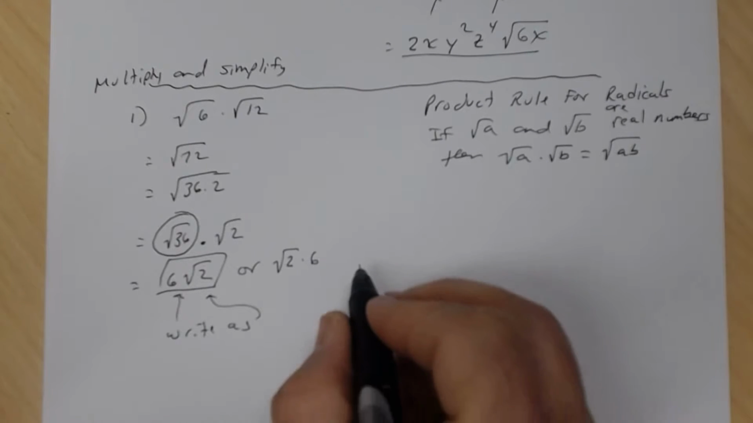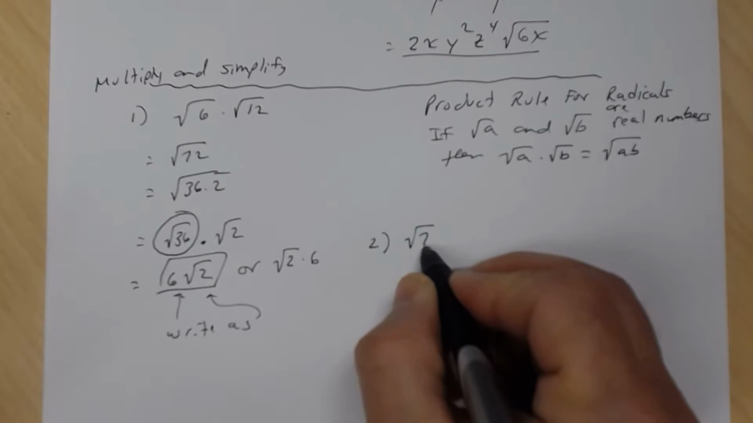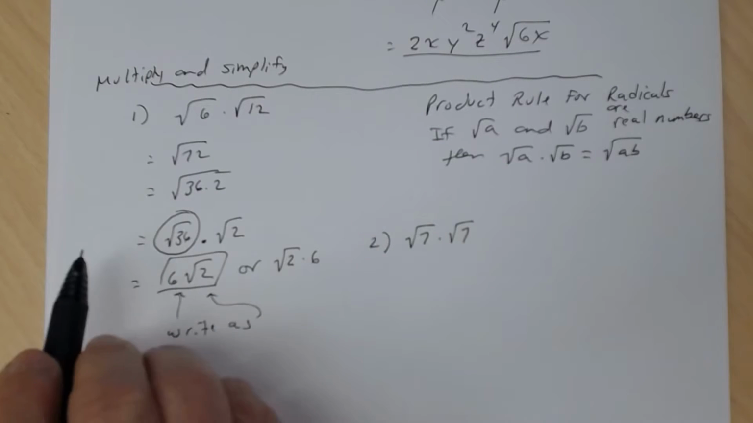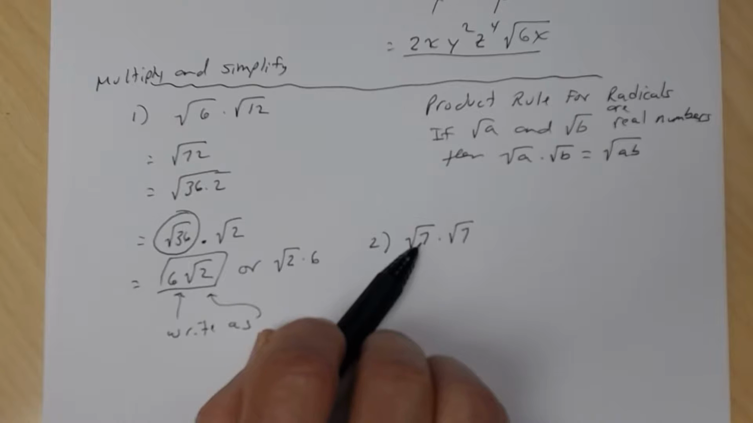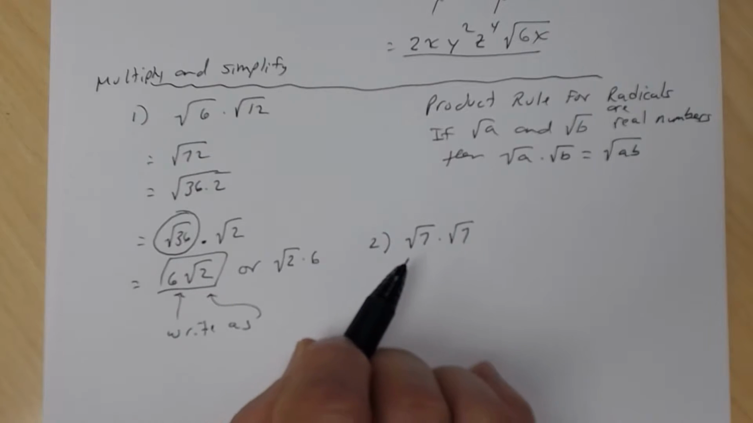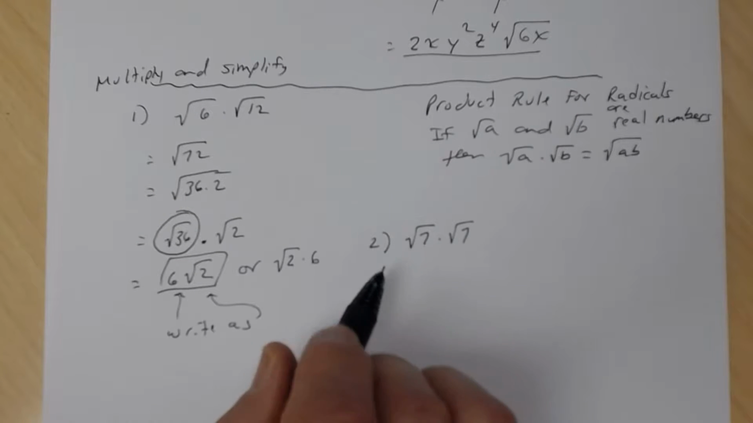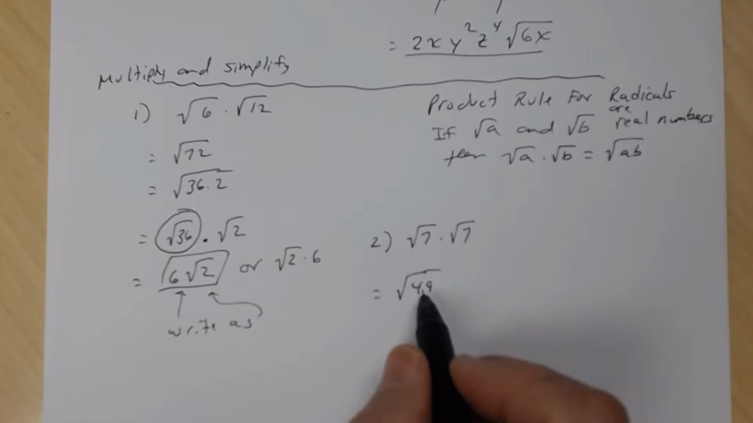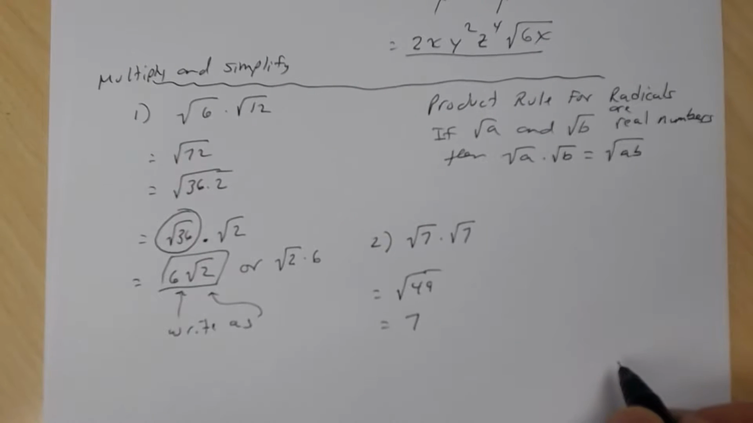All right, number 2, suppose we had the square root of 7 times the square root of 7. Well, same idea. You're multiplying two square roots, so we're going to write it as one square root. To do that, we multiply the radicands together. 7 times 7 is 49, so I get the square root of 49. But I want you to notice that 49 is a perfect square, and so the square root of 49 is just 7.